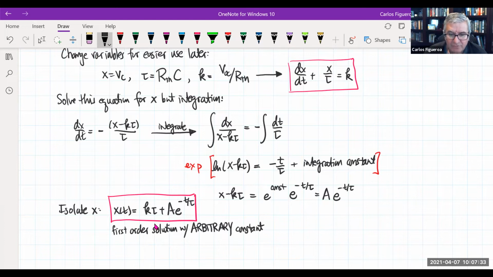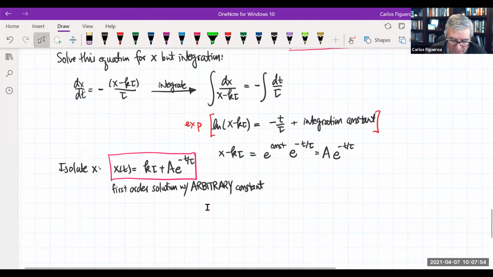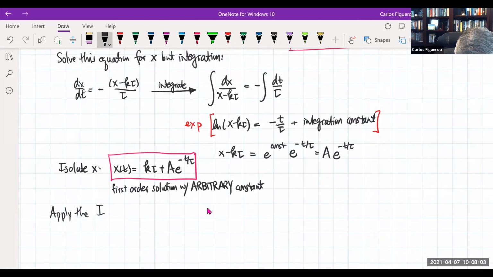So as always, when you have a differential equation, you have to apply the initial conditions here. Okay, so we know what k is. What is k? It's VOC, which we already calculated. And then we already calculated RTH and C. So those are constants that we already know. So what we really want to do here is that we want to apply. So now what we're going to do here is that we need to apply the initial condition to determine the constant A.